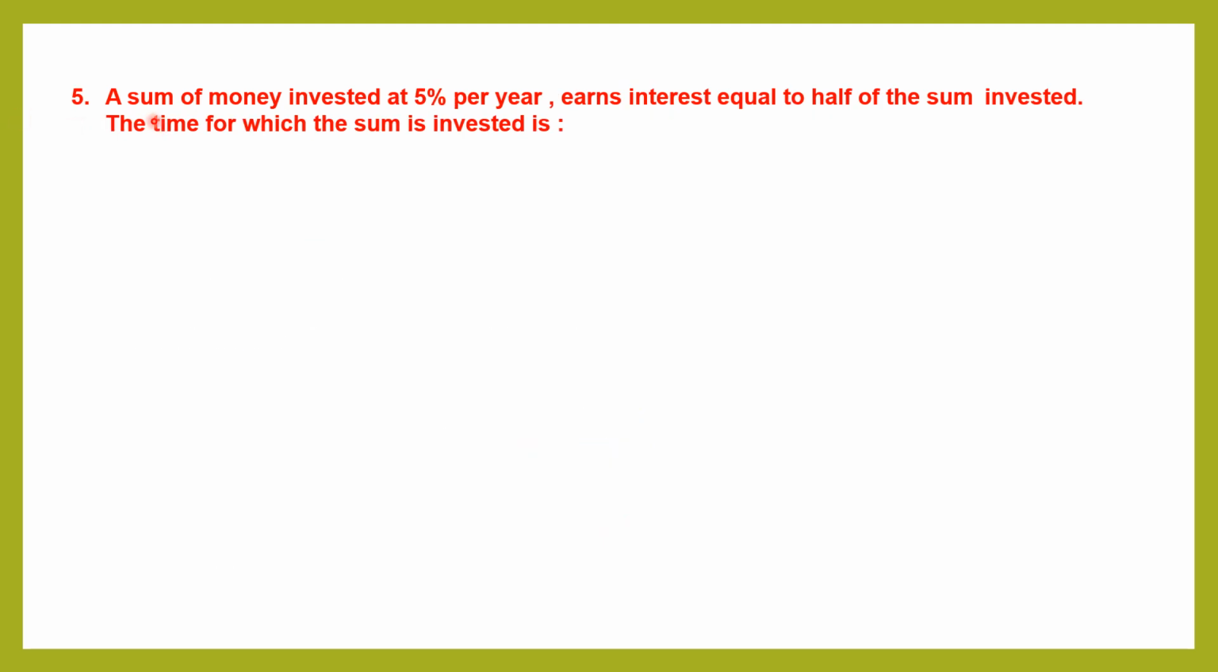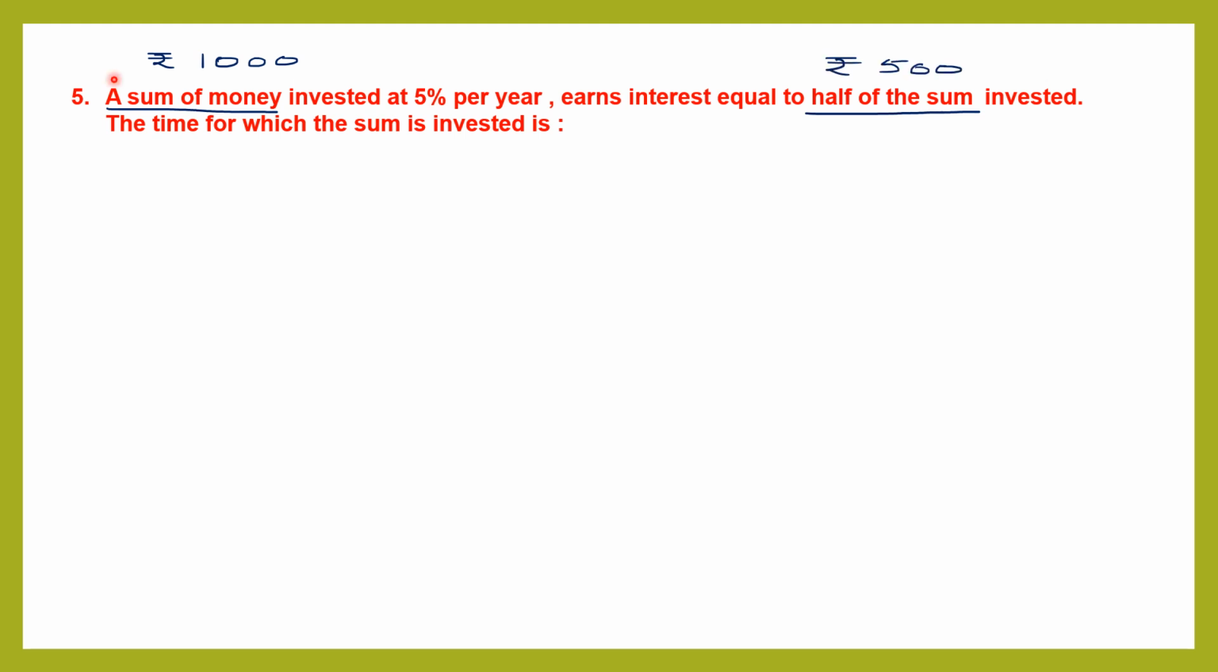Question 5. A sum of money invested at 5% per year earns interest equal to half of the sum invested. So we need to be very careful when we read our question. So here we are saying a sum of money. Again, let's take 1,000 rupees. If it is invested at 5% per year, it earns an interest equal to half of the sum, half of 1,000 rupees, because the sum is the same. So that will be 500 rupees, isn't it?